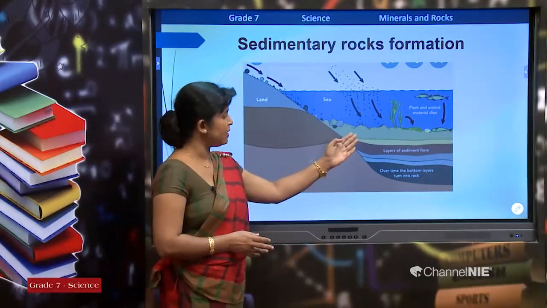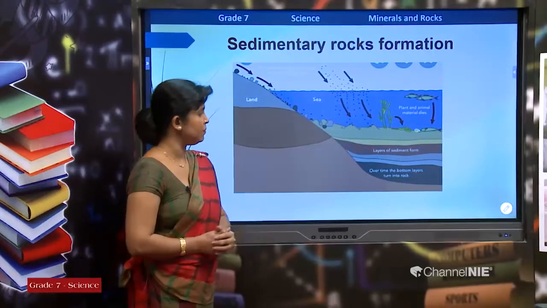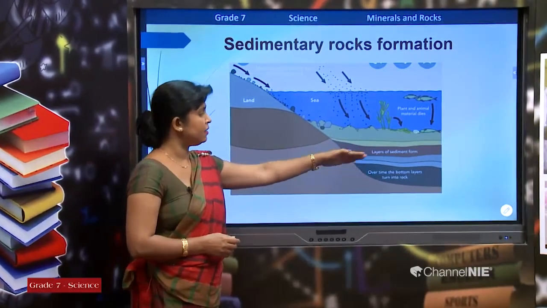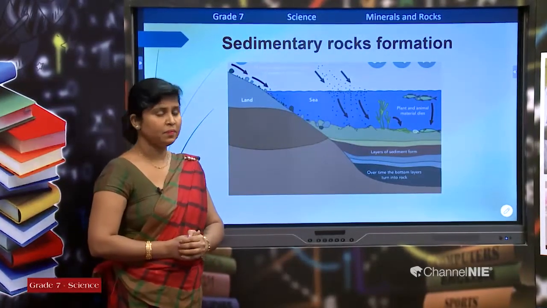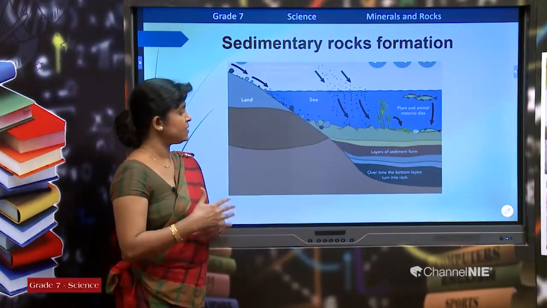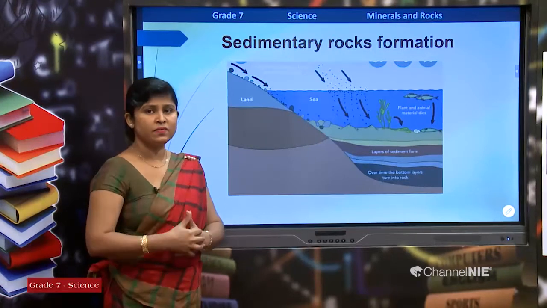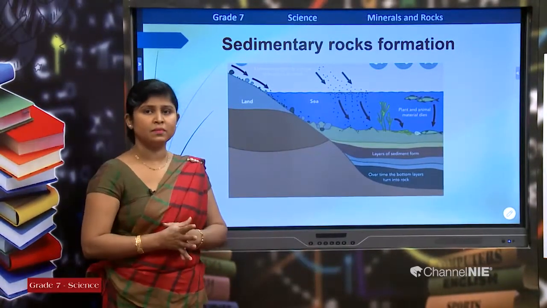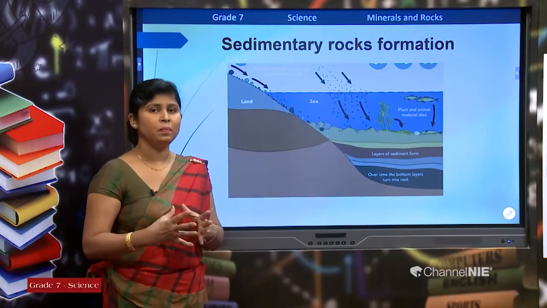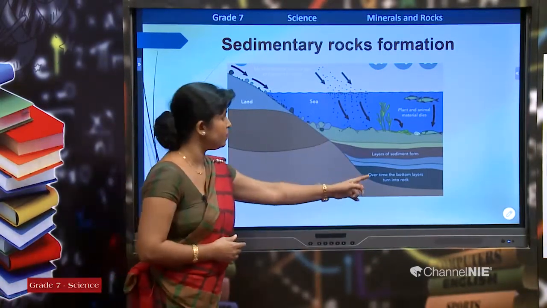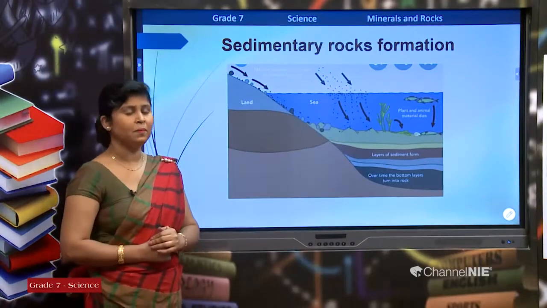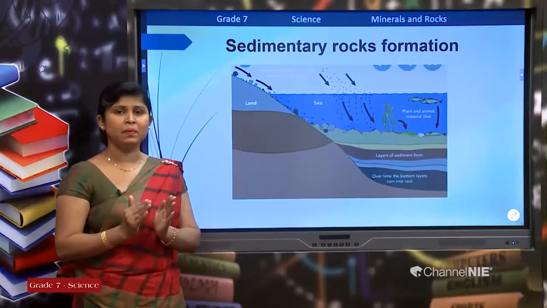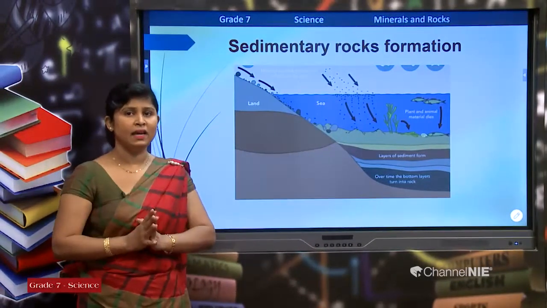Then other materials like decaying plant and animal materials are depositing on that layer and the bottom layer gets pressed, right. Then this is known as the process of sedimentation. This happens for millions of years. It takes a long period of time and it forms the sedimentary rocks, right. You can observe the diagram carefully. It is simple and you can easily understand.